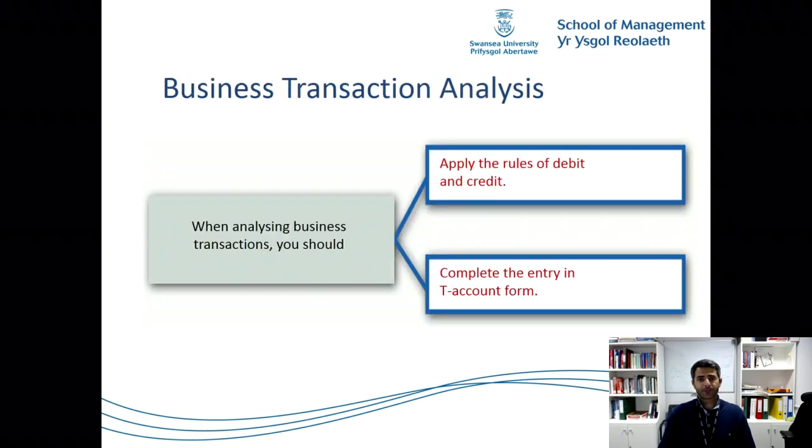Okay. Now, how to analyze the business transaction? Now you need to remember something very important. In order to decide which side is debit and which side is credit, you need to analyze the business transaction. When you analyze it, you need, of course, to apply the rules of debit and credit, and also you need to complete the T account.